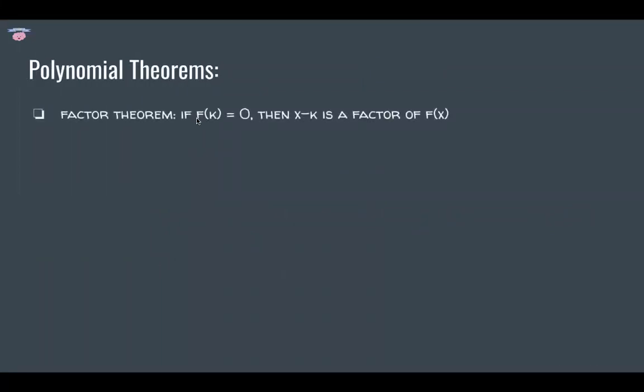So the factor theorem, so basically some more polynomial theorems on this slide. The factor theorem says that if f of k is 0, then x minus k is a factor of f of x. So it's sort of like, hey, now we know f of k is equal to 0 from the previous theorem. But now what do we do with it? Well, this one's saying that if you know this, then x minus k is a factor of f of x.